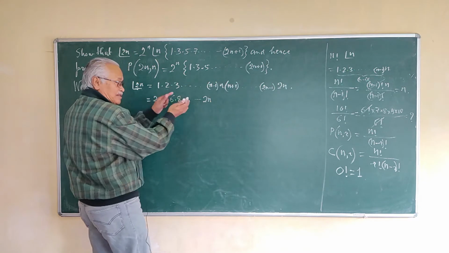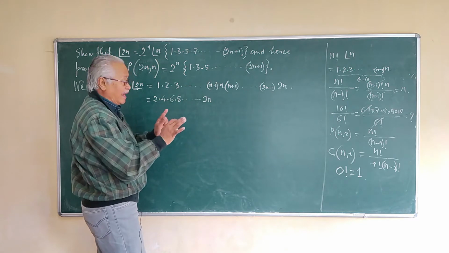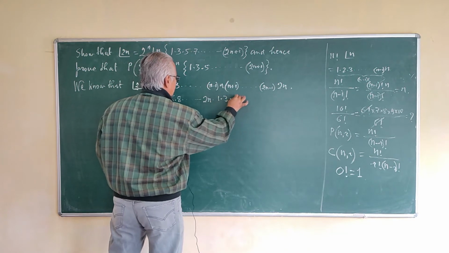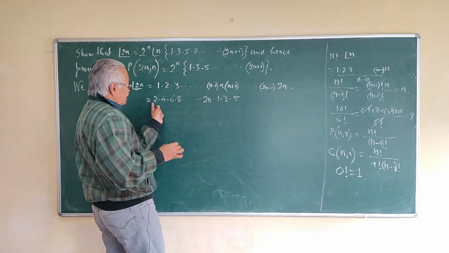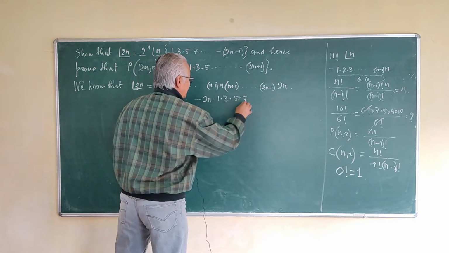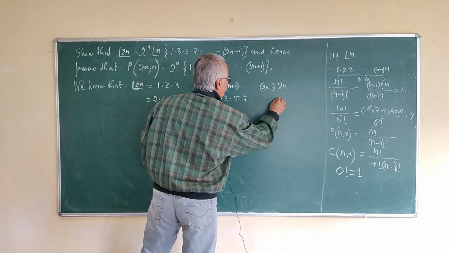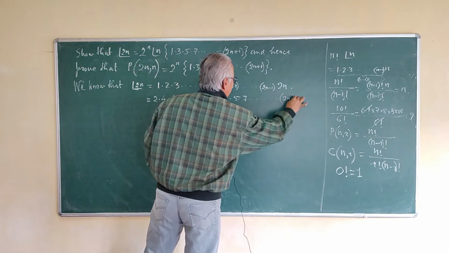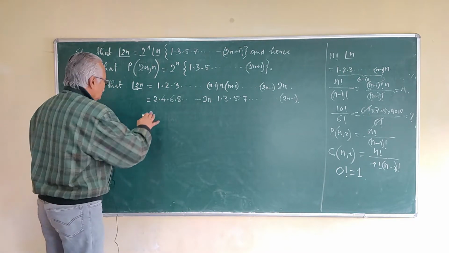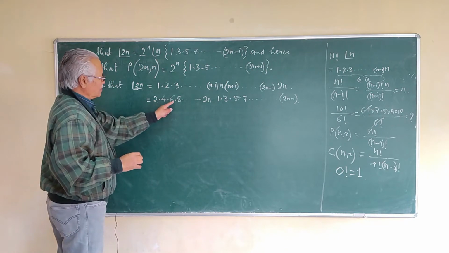Now this has been separated, so what are you left with? You are left with the odd factors. What are the odd factors? That is 1 into 3 into 5, because 2 has gone here, 4 has gone here, right? And followed by 7, in between the 6 has gone here, right? So till you reach where? Twice n minus 1. Easy?